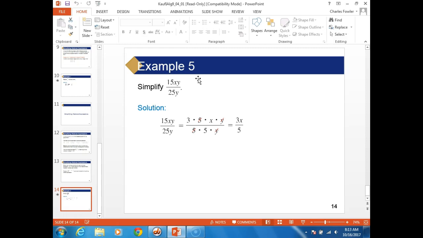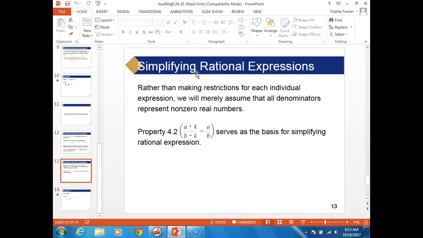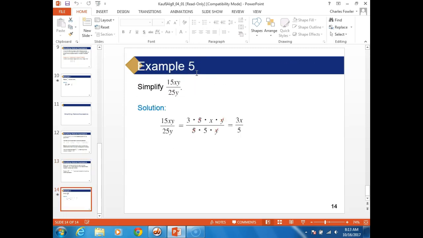Okay. We were on example 7 on page 186. This is chapter 4, Rational Expressions, 4.1, Simplifying Rational Expressions. And let's see if, I guess that's all the screen we got.